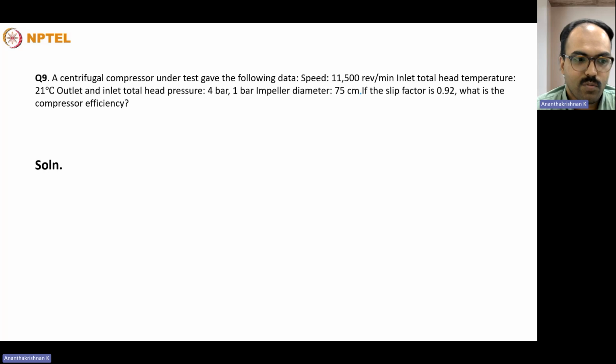It's a slightly different problem from what we have seen. It's a problem on a centrifugal compressor. Its speed is given in terms of RPM. Inlet total head temperature is given. Outlet and inlet pressures are given. Impeller diameter is given. We need to calculate the compressor efficiency.